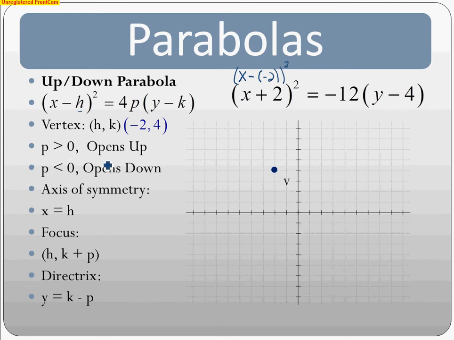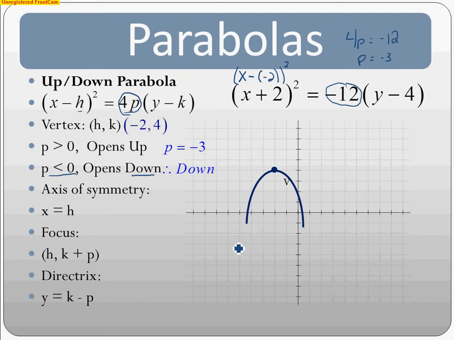Again, which way does it open? Well, we have to take 4p right here and set it equal to the number that's in front of the parentheses. So 4p is equal to negative 12. P has to equal negative 3 when we divide by 4. Because it's negative, we know it opens down. So we're going to draw an upside down parabola.